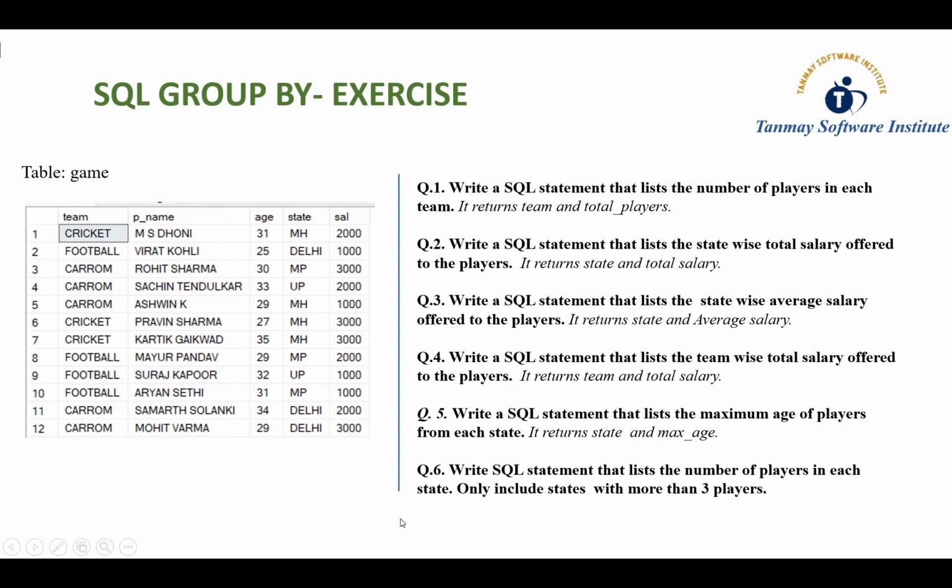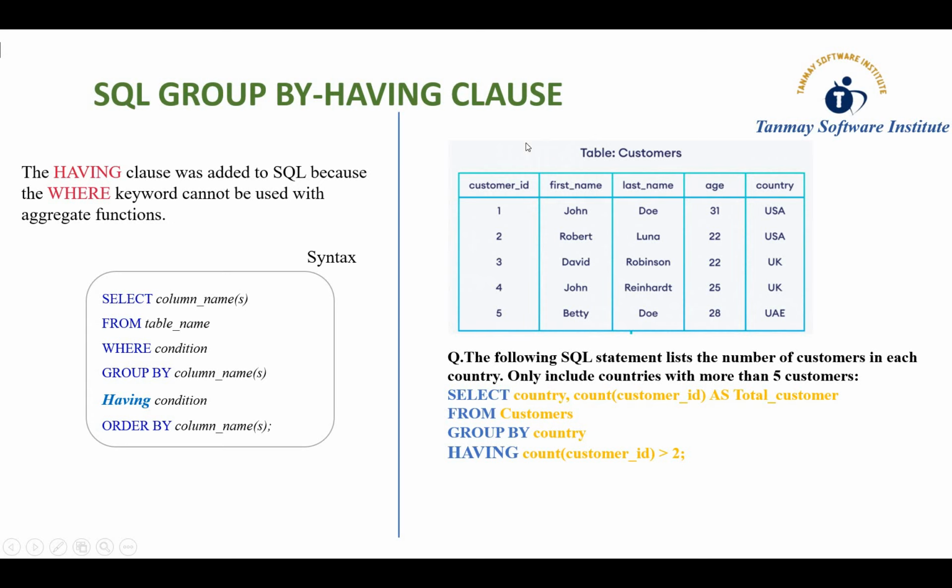Okay, now next. Now we will see the SQL group by having clause. Okay, so what is meant by having clause? The having clause was added to SQL because where keyword cannot be used with aggregate function. Very very important. Most of the time interviewer asks you, okay, what is the difference between select where clause and having clause. So your answer should be, sir or ma'am, the where clause is generally used with a select statement to filter out the data, and having clause is most of the time used with a group by clause to filter out the group-wise data. So this is your answer.